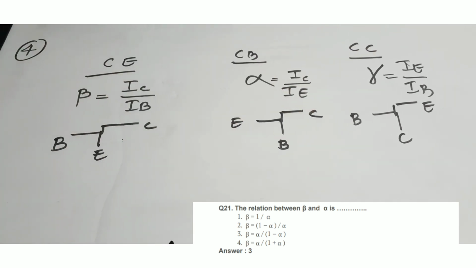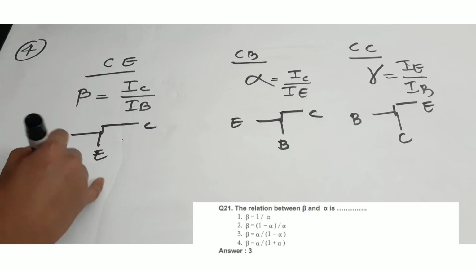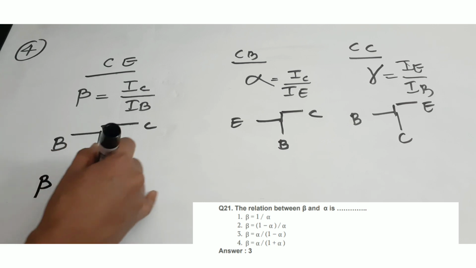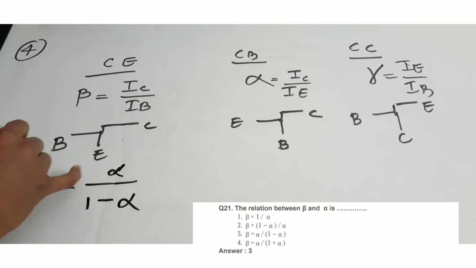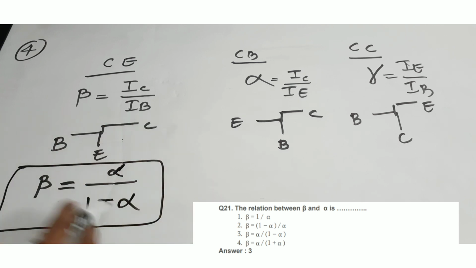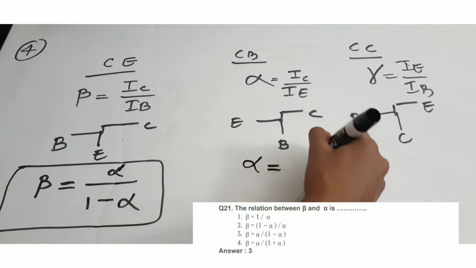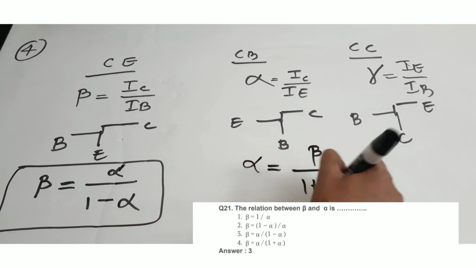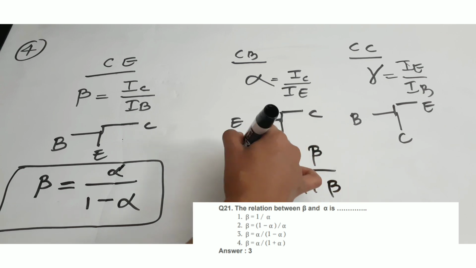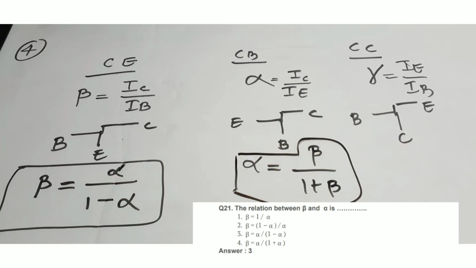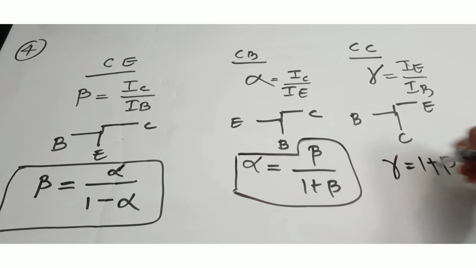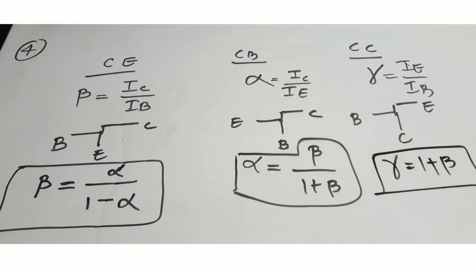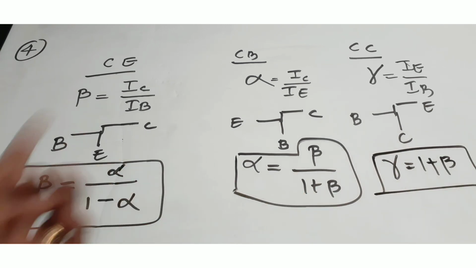Now what is the relation between these three? Let's write. This is very, very important. Beta is equal to alpha by 1 minus alpha. So this is the expression for beta and its relation with alpha. And alpha is equal to beta by 1 plus beta. Just note down these expressions. And gamma is equal to 1 plus beta. So these are the three relations, and these relations are very useful while solving the problems.